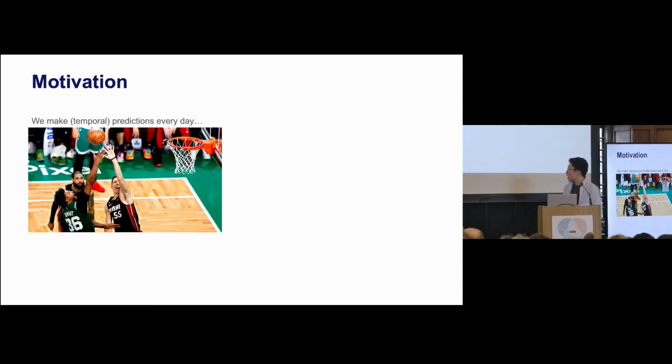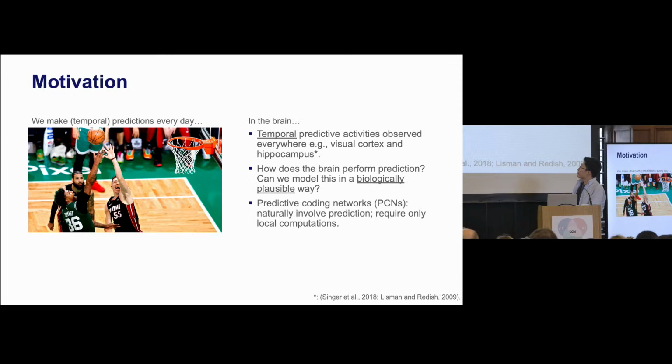So the motivation behind this exploration is that as humans or as animals, we make predictions, and in particular temporal predictions every day. For example, if you play basketball, you always have to predict the future position of the basketball when you're fighting for a rebound. And we know that in the brain, there are temporal predictive activities almost everywhere, for example, in the visual cortex and in the hippocampus. So the question we want to answer in this work is how does the brain perform this kind of temporal prediction, and can we model these temporal predictions in a biologically plausible way?